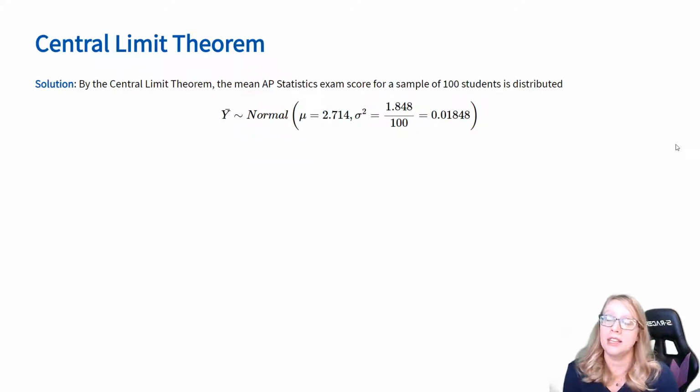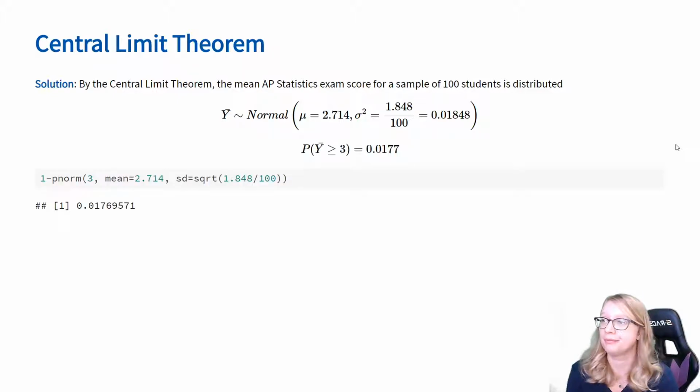By the central limit theorem, if we take a sample of 100 students, that sample mean y bar will follow a normal distribution with mean equal to the expected value, so 2.741, and variance of 1.848 over 100. So the probability that our sample of 100 students will have a mean score on the AP Statistics exam greater than 3 is only about 2%. It's a fairly unlikely event.